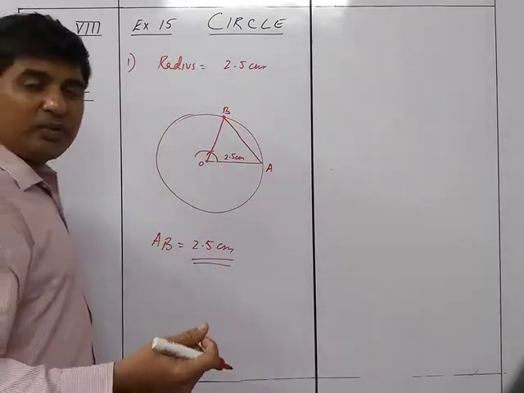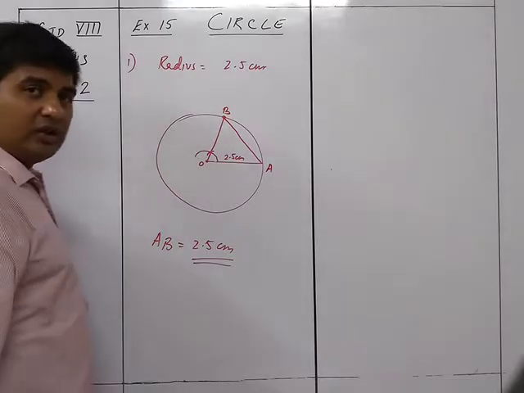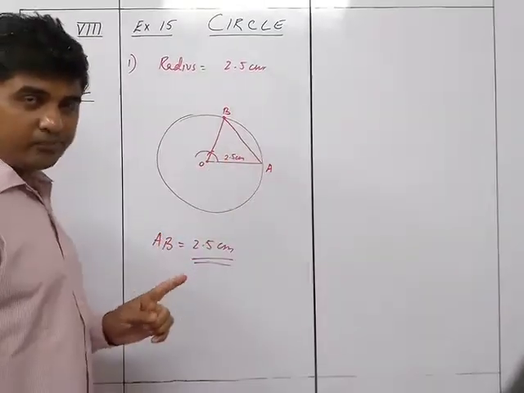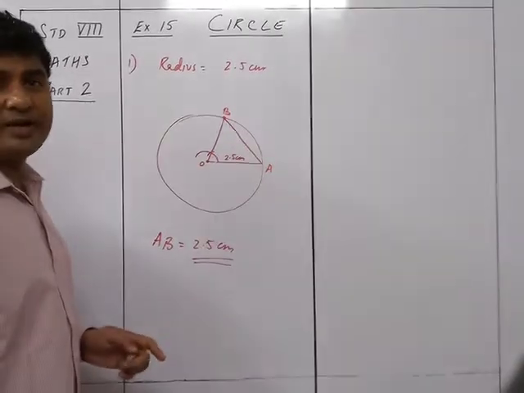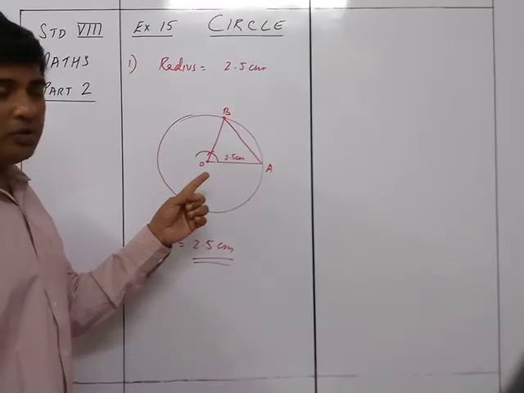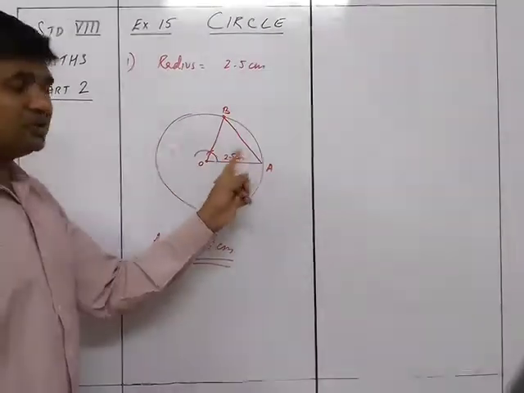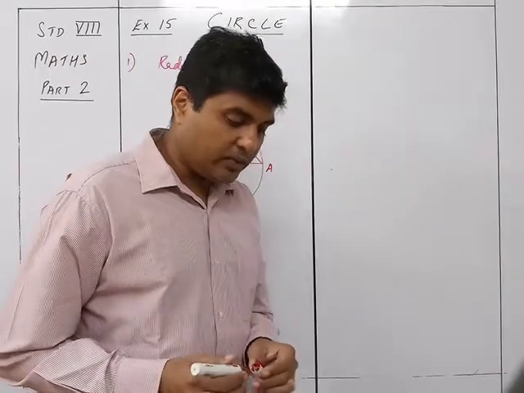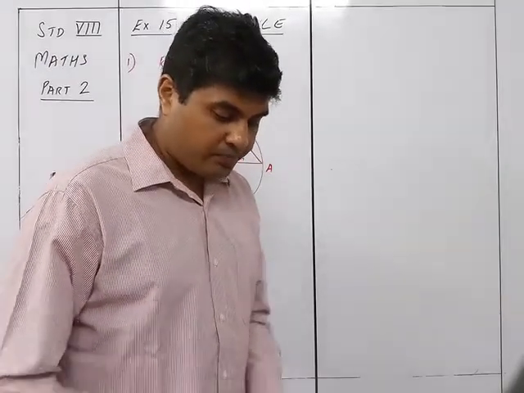You can just cross check with your scale also. You will find that it will be 2.5 if you have drawn this 60 degrees properly. Okay, you cannot use a protractor for making this angle of 60 degrees. You will have to use such methods of drawing the angles over there. So that was question number 1.